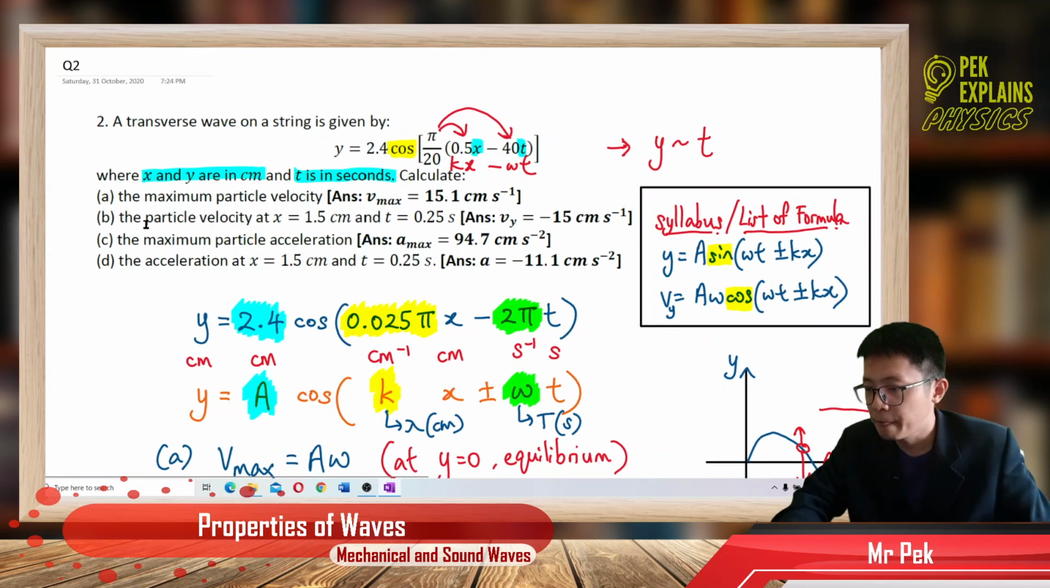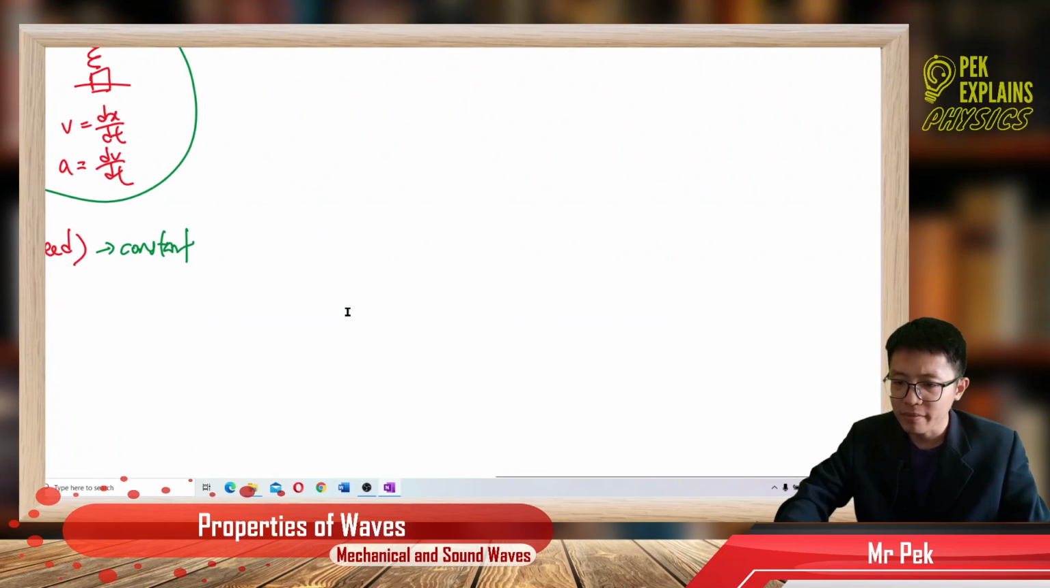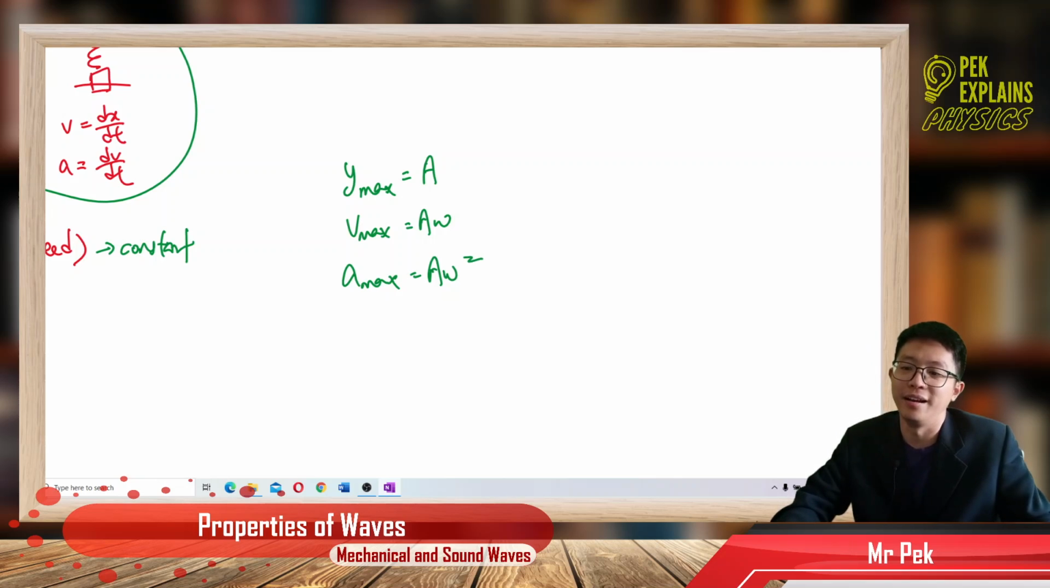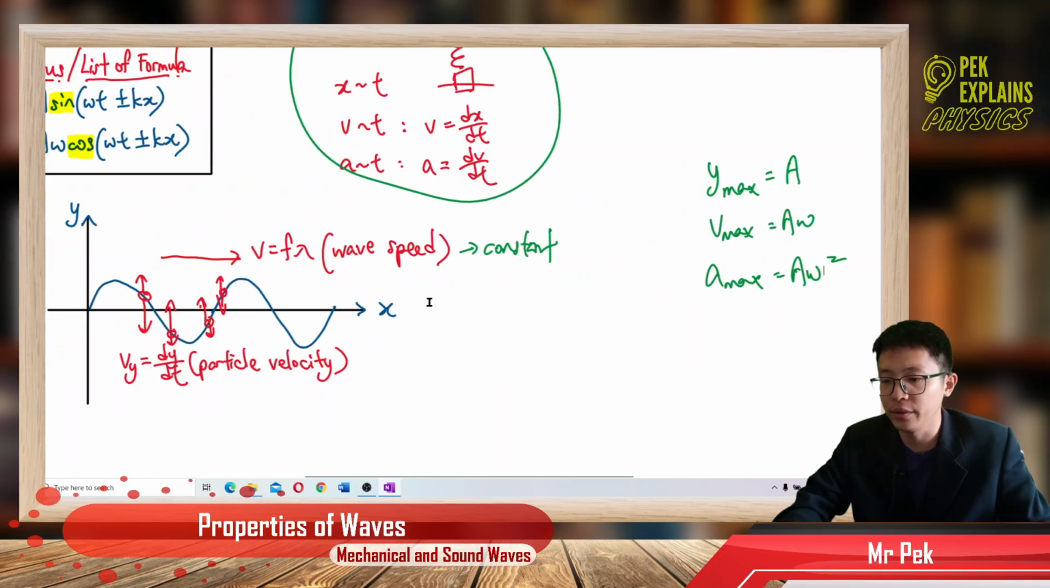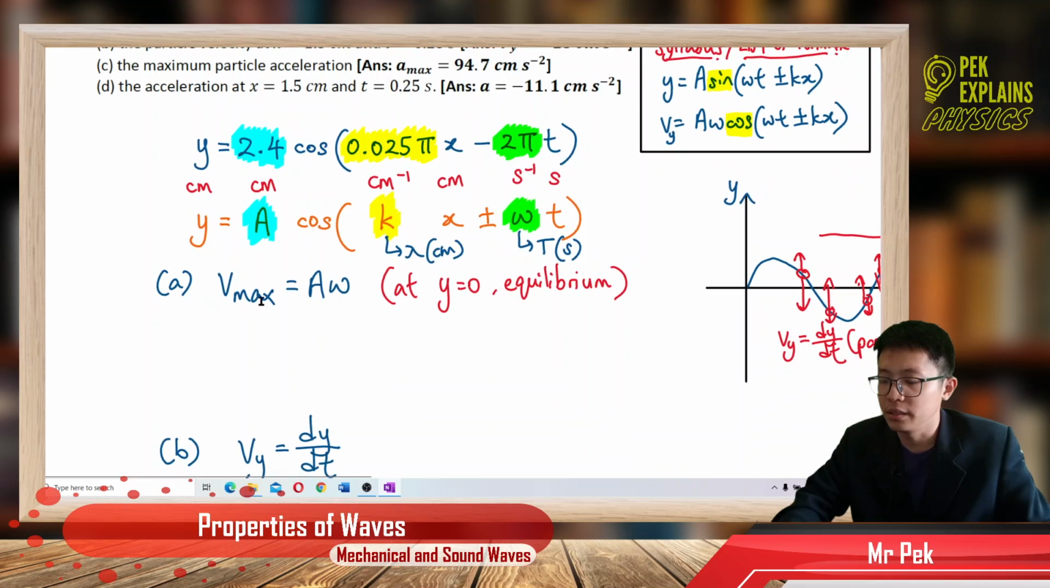But first of all, it asks about the maximum particle velocity. This is the same as the spring mass system last time. Maximum particle velocity happens at A omega. Remember? Remember the three things? Maximum displacement is amplitude. Maximum velocity is A omega. Maximum acceleration is A omega squared. Remember this? We are going to use that. So to find the maximum particle velocity, it is A omega.